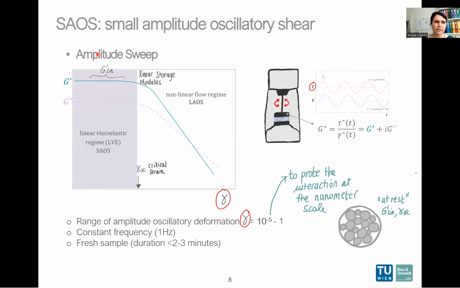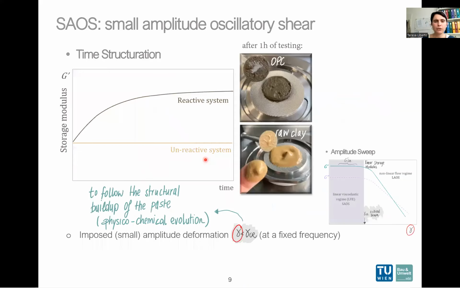This area, where SAOS happen, is characterized by a linear storage modulus and a critical strain, and is our area of interest. After that, we have not anymore a solid-like behavior, and we don't probe anymore our microstructure at rest, but we start to enter in a liquid-like regime in which both moduli drops and the particles start to detach.